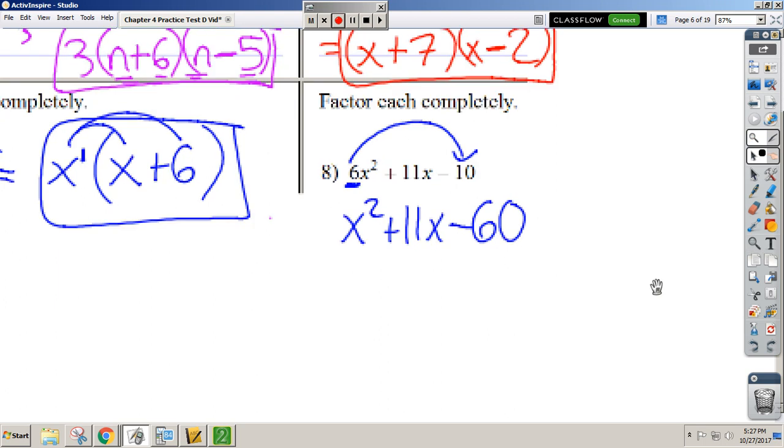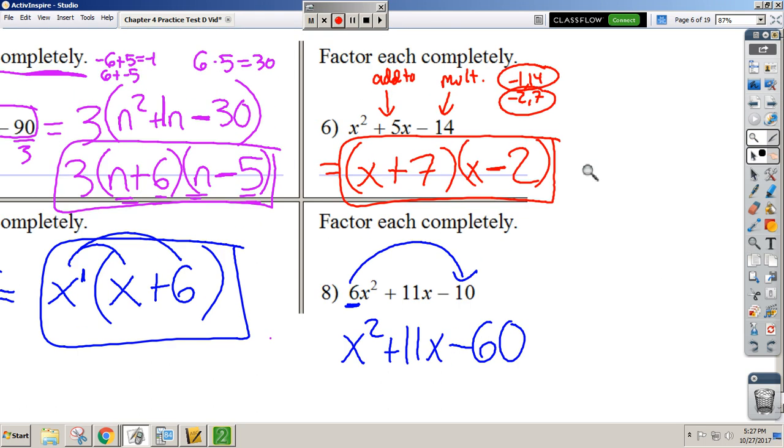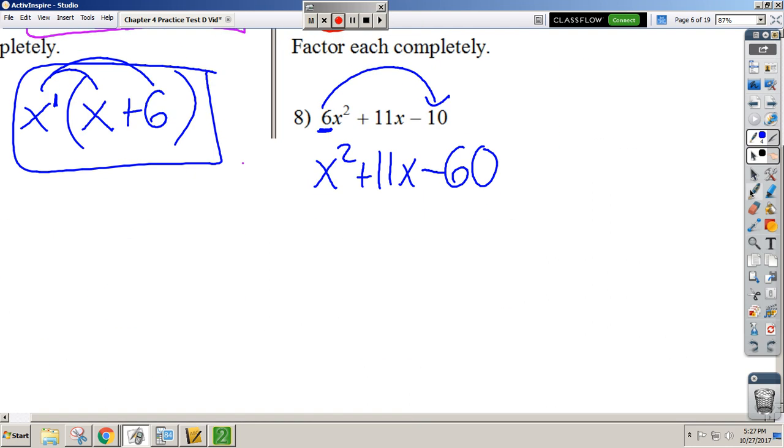And now we're doing a problem exactly like what we did right before. So this is the same as this problem right here now. So we need to find numbers that multiply to negative 60 and add to positive 11. So first of all, they're multiplying to a negative. One will be positive, one will be negative. And it turns out that the numbers that do that are 15 times 4. 15 times 4 equals 60.